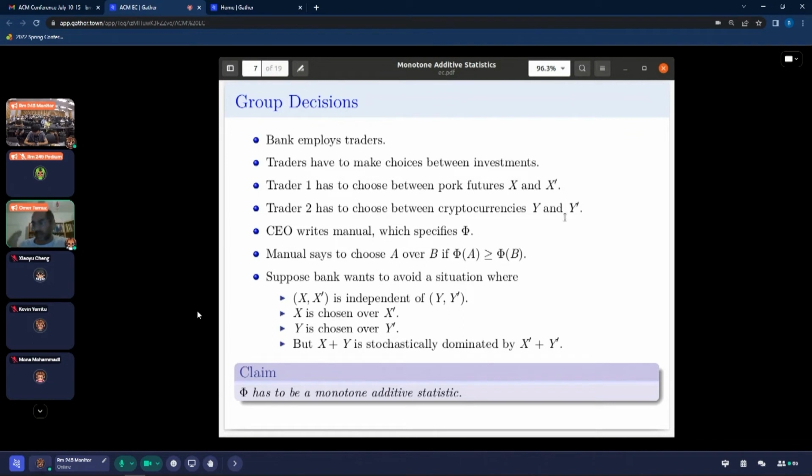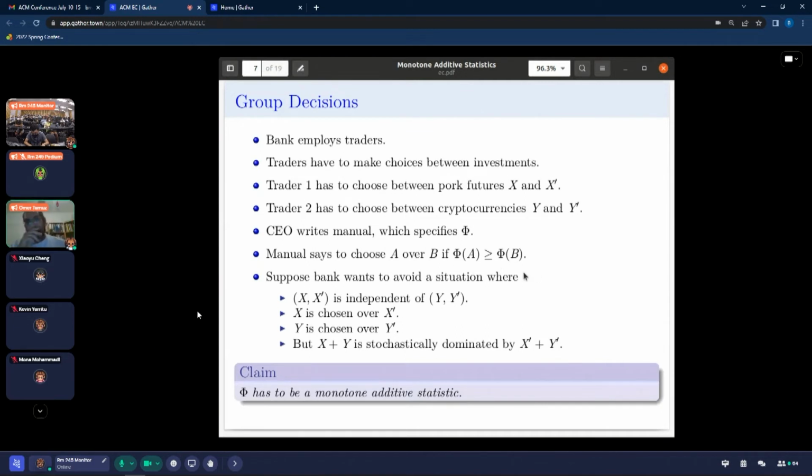Now, the way these traders work, they just follow the rules of the bank. The bank says, here's how you should choose between different investments. And it's just an algorithm that calculates this phi. It's a definition of this phi. Whenever you have an X or an X prime to choose from, you calculate phi of X, you calculate phi of X prime, and you choose whichever one's bigger. And the CEO of the bank writes this manual, and she tells them exactly what phi is. The manual says I choose A over B if phi of A is bigger than phi of B.